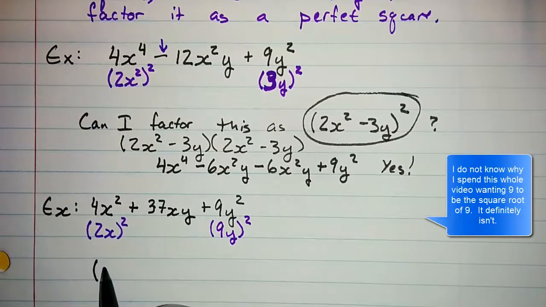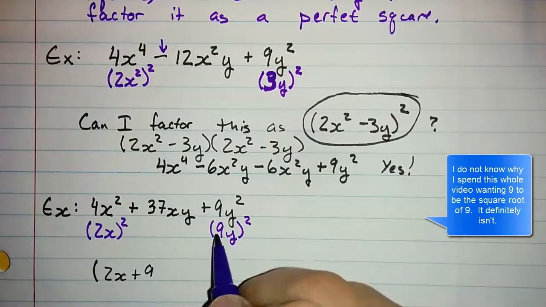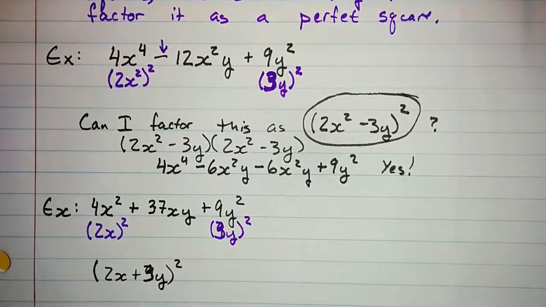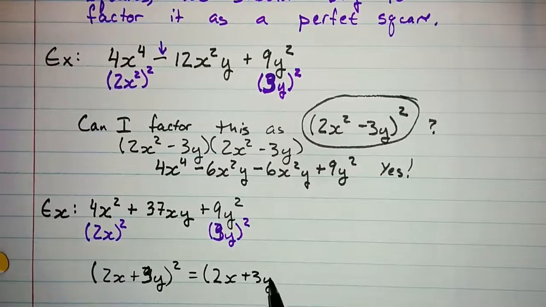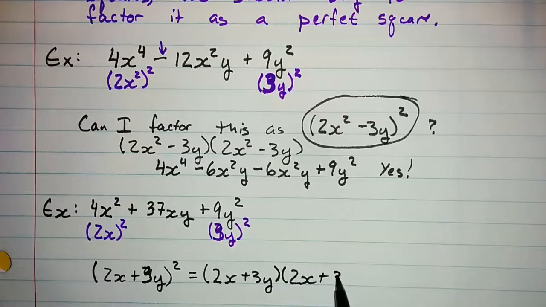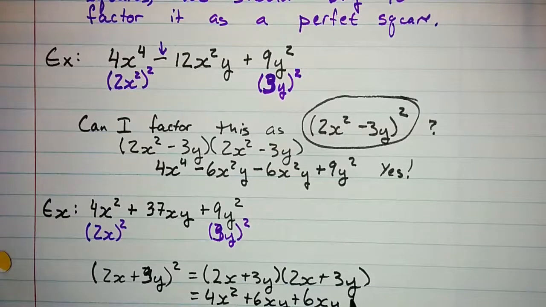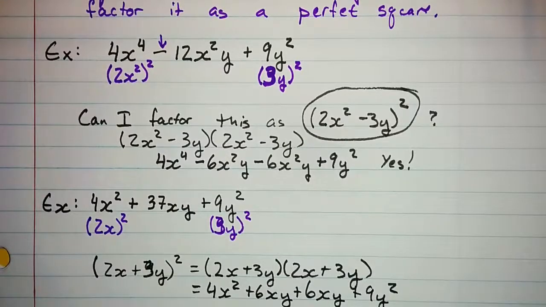If I take 2x plus 3y and square it, right, that's (2x + 3y) times (2x + 3y). That'll be 4x² plus 6xy plus another 6xy plus 9y². And notice 6xy plus 6xy doesn't add up to 37.